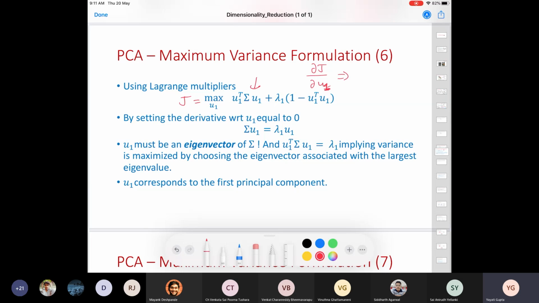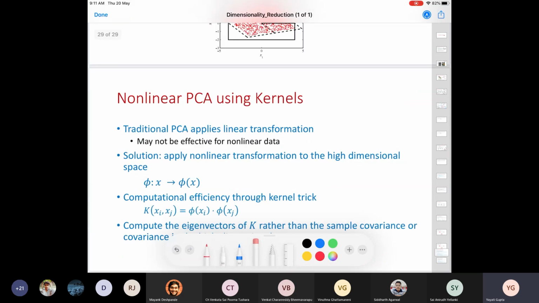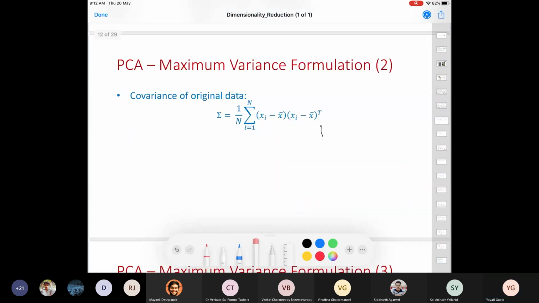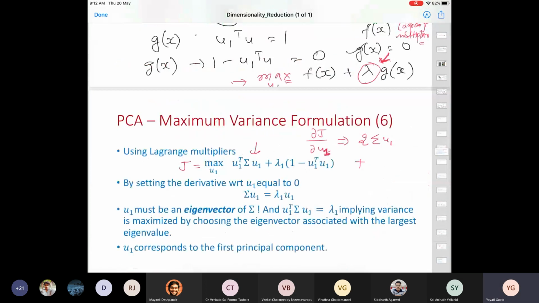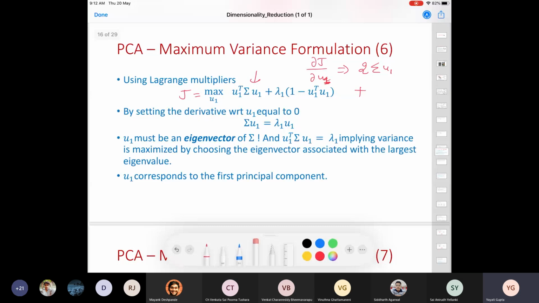If you differentiate this, you will get 2 times the covariance matrix into u1 plus this term. Sorry, just give me a second, please. It's very difficult for me to work on this. So what I'm going to do is rewrite this whole equation: u1 transpose sigma u1 plus lambda 1 minus lambda into u1 transpose u1.